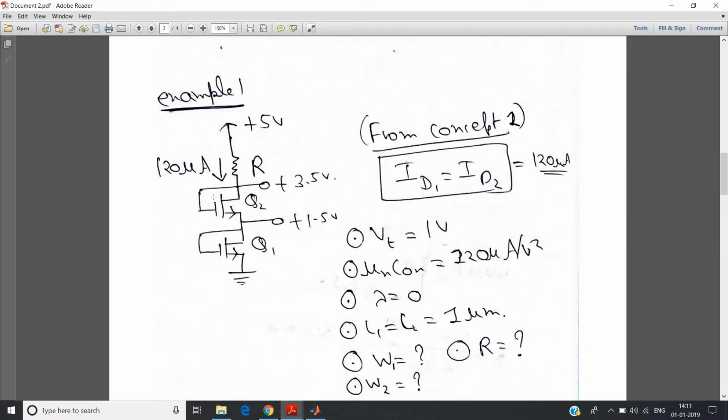So obviously, as you can see, this is nothing but a diode-connected MOSFET connected in series, right? So basically the same current will flow through the two MOSFETs. So we can write ID1 equal to ID2, and obviously this current is nothing but 120 microampere. So ID1 equal to ID2 equal to 120 microampere. This we can write from concept 2, right?